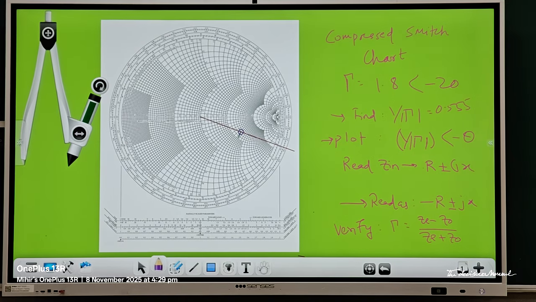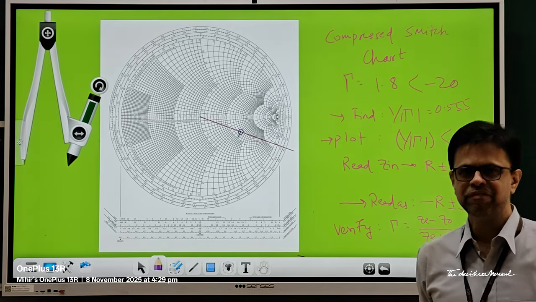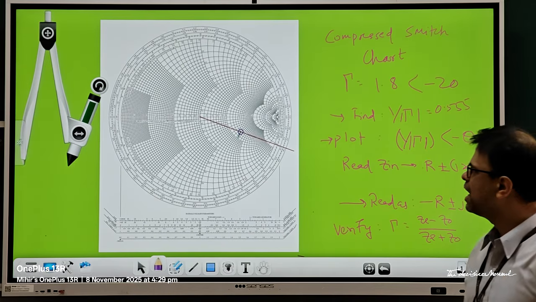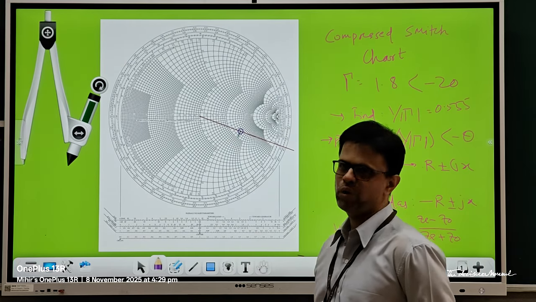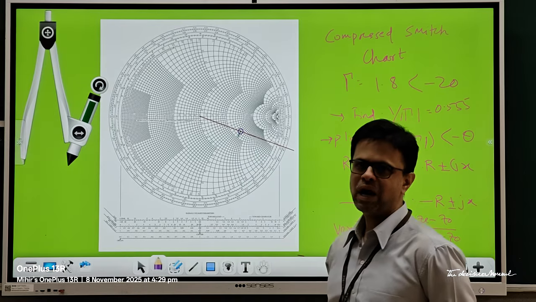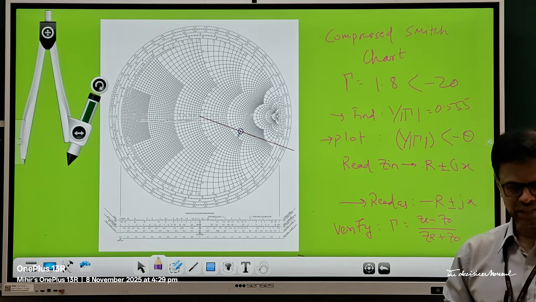So now in this topic we are going to study what exactly a compressed Smith chart is. All of us have seen in the beginning of the Smith chart topic that the Smith chart is basically plotting the reflection coefficient, and the reflection coefficient boundaries are from -1 to 1. So this center corresponds to the origin of the reflection coefficient plane, and these two are the limits where gamma is equal to -1 and +1 on either side.